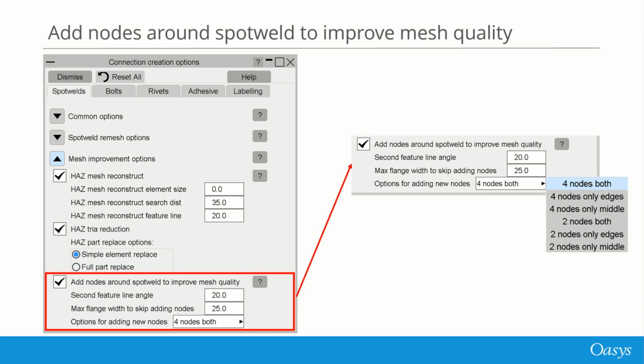When this option is turned on, Primer adds a few new nodes around the spotweld so that we can get a better quality mesh, which will have a lesser tri-element density. Tri-element density here refers to tri-elements which share nodes with other tri-elements.